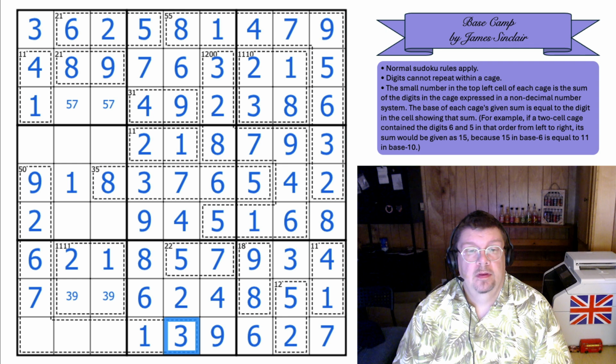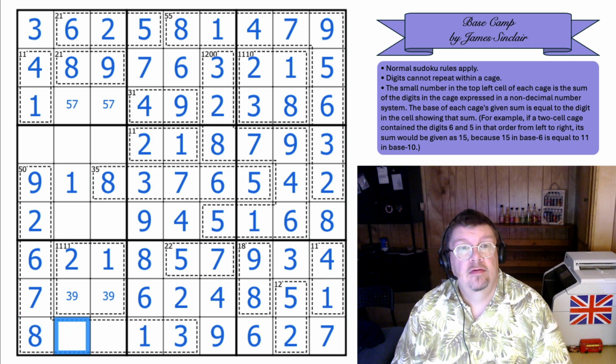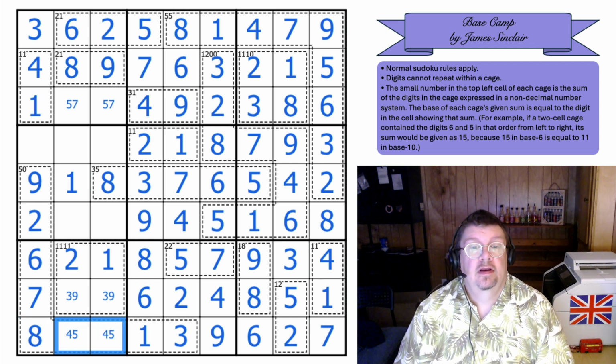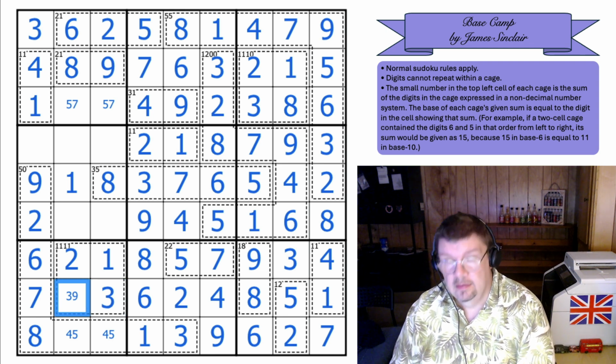Okay. Down here we need 4, 5, and 8. Well, that's where the 8 goes by Sudoku. That is 4 and 5, which we do not yet have resolved. This 3 and 9 is resolved by the 9 at the top.